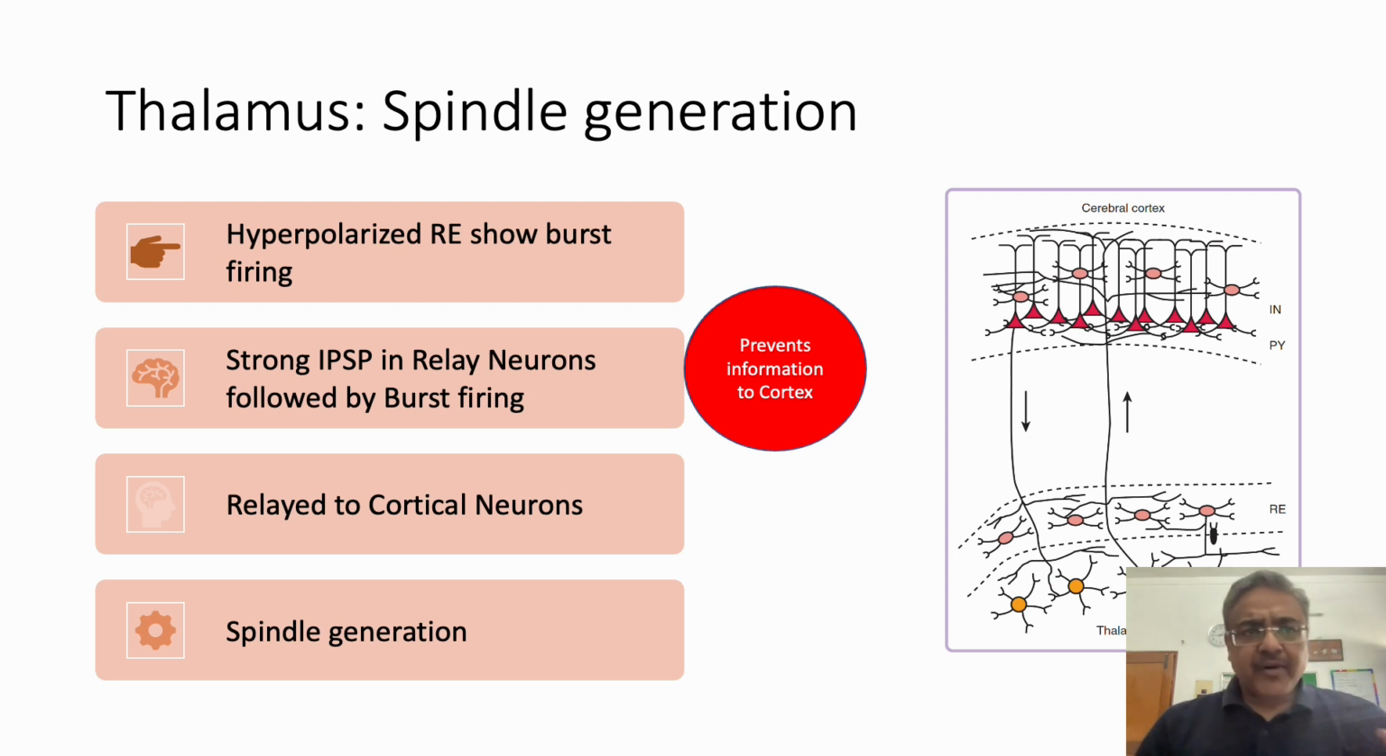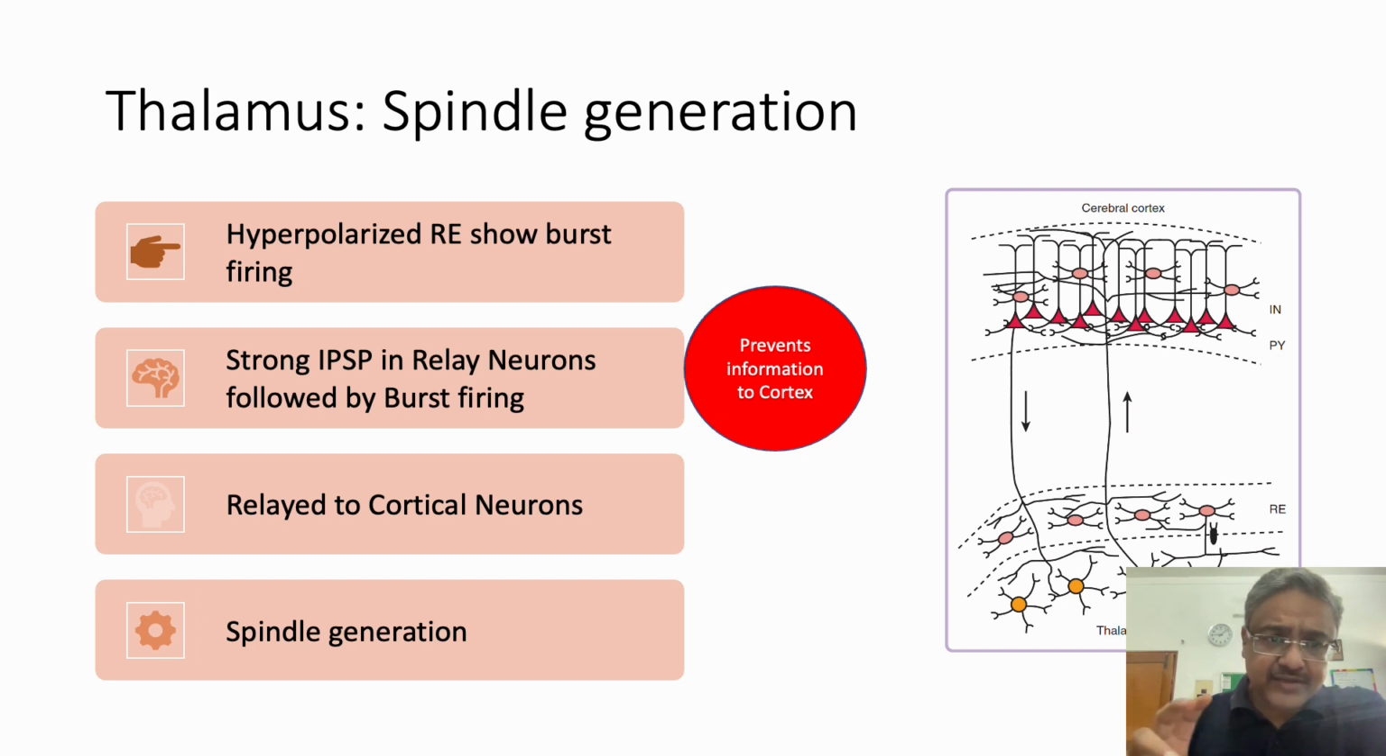So the important part is these reticular neurons, since they receive the signals from both the cortex as well as the afferent neurons, so they are in a strategic position where they actually control the activity of both the neurons. These reticular neurons are hyperpolarized, and then they show the burst firing, which creates the strong inhibitory post-synaptic potential, and these are then related to the cortical neurons, and that leads to the generation of the spindles.